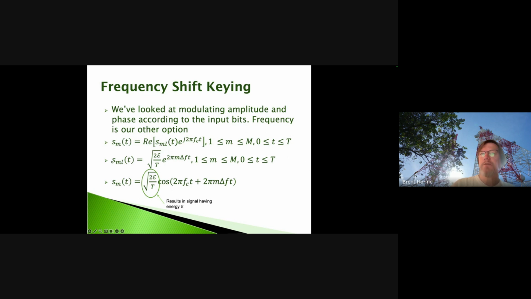So then we're back to this S of M up here, where now we've multiplied by this complex exponential at FC, but then taking the real part of that. So now we have a cosine with this constant term, 2 pi FC t or omega C t, modified by this modulating waveform.